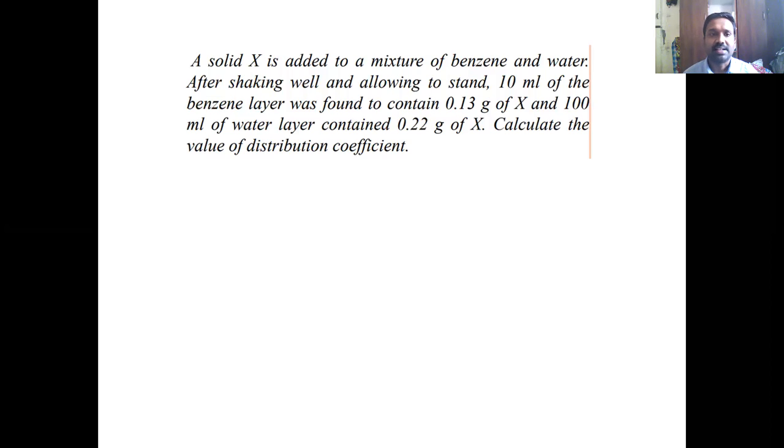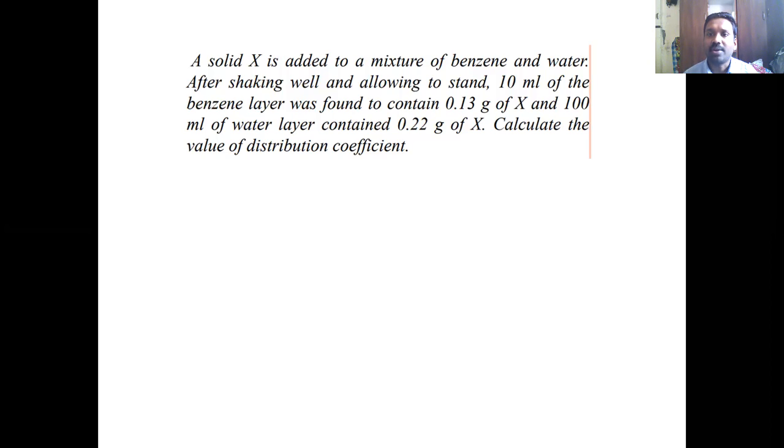So this is the question. A solid X is added to a mixture of benzene and water. Benzene and water is an example of an immiscible liquid system, is it not? After shaking well and allowing to stand, 10 ml of the benzene layer was found to contain 0.13 grams, that is 130 mg of X. X is the solute here. It can be anything. And 100 ml of the water layer contained 0.22 grams of X. Calculate the value of the distribution coefficient or distribution constant.